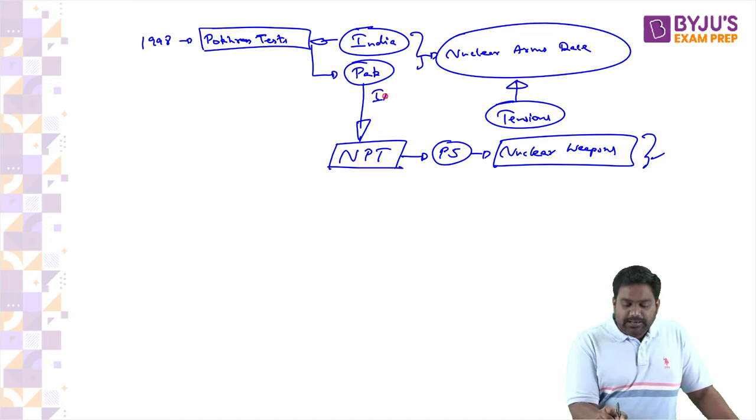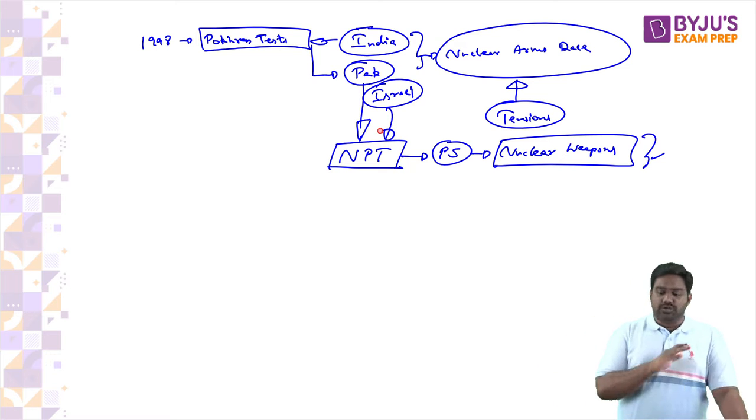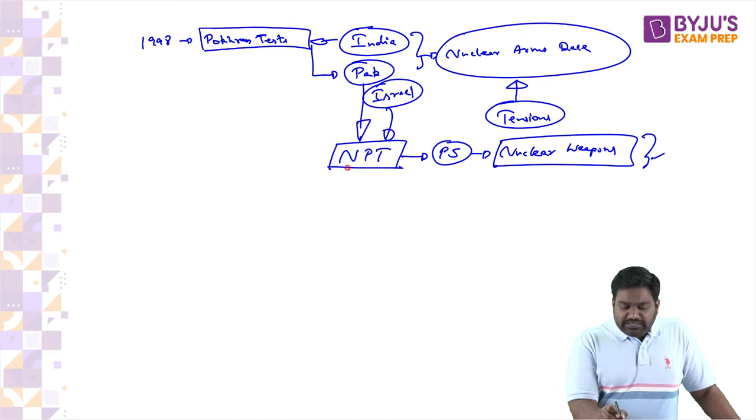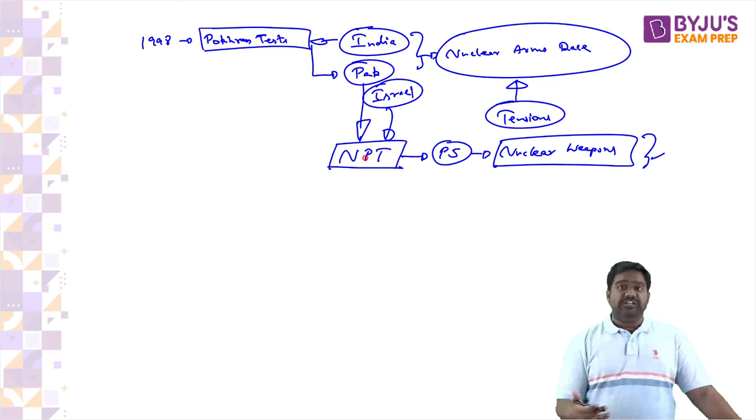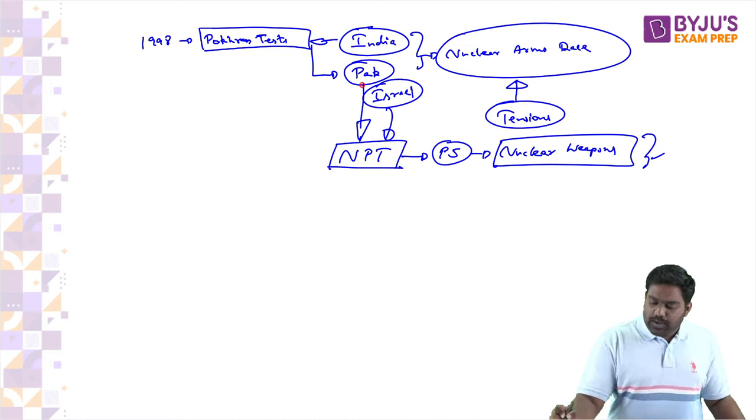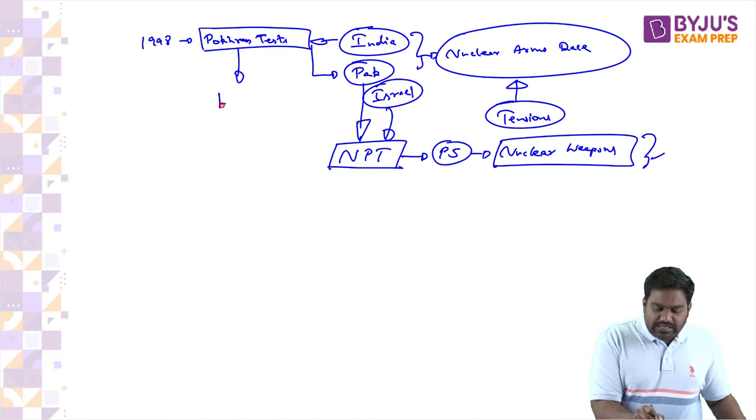Same with Israel. These three countries have deliberately chosen not to sign the Non-Proliferation Treaty. So when we tested the nuclear weapons, it was outside of international law. In a way, we had broken international law. That is why we were targeted with economic and technological sanctions.